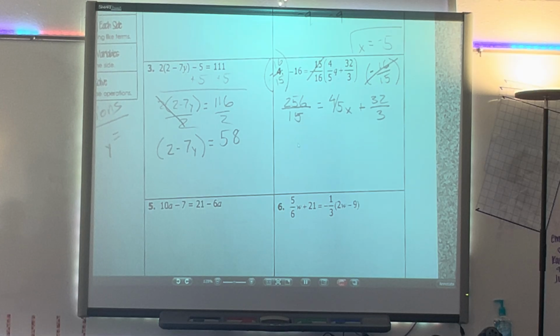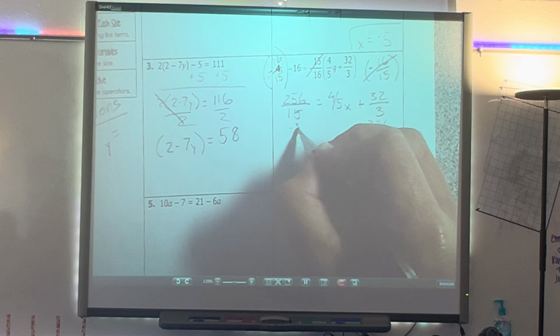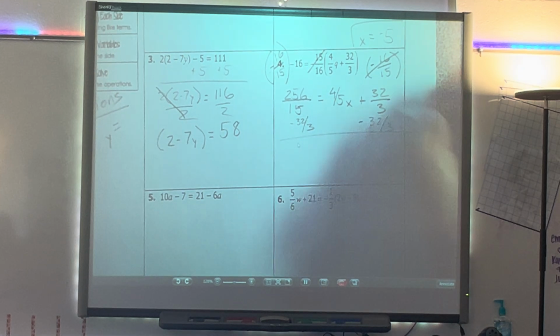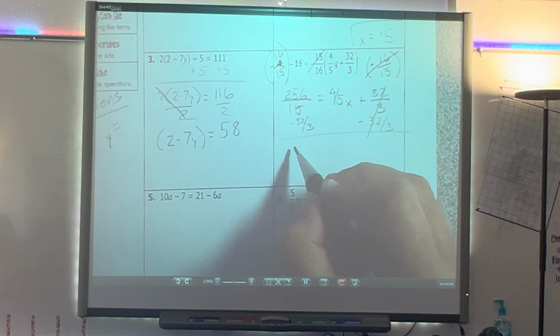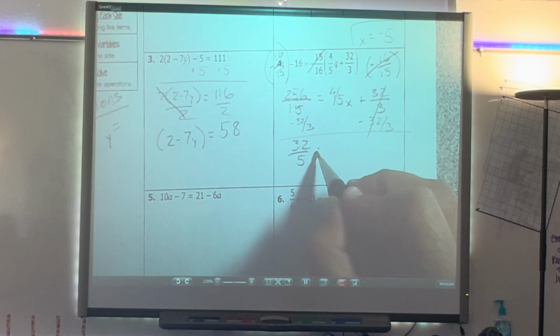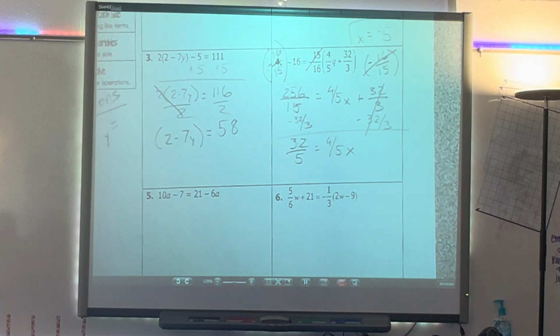And what am I subtracting, y'all? 32 over 3. We're gonna subtract 32 over 3 from both sides. Your calculator will do it for you. So when we do that, we get 32 over 5 is now equal to 4/5 X. Everybody okay there?